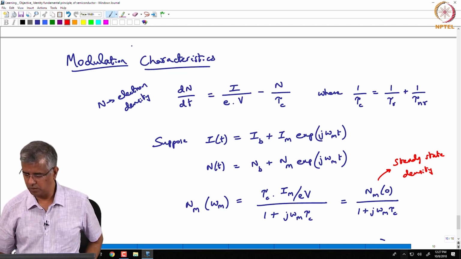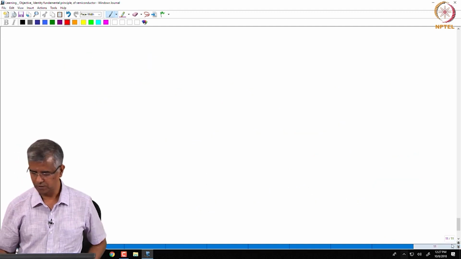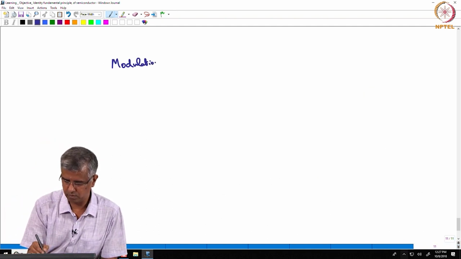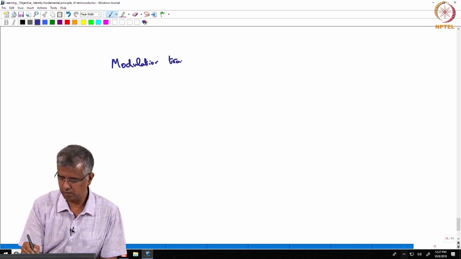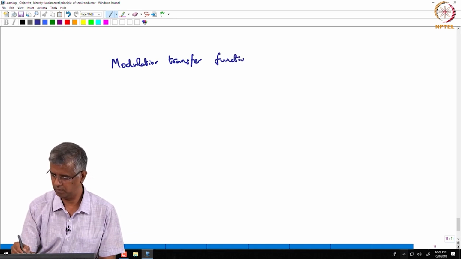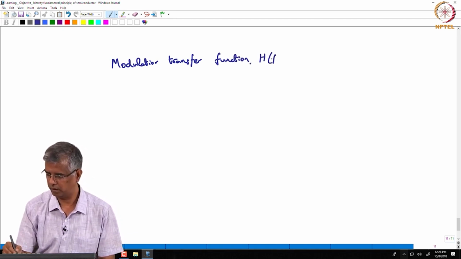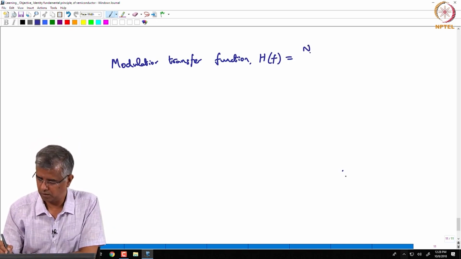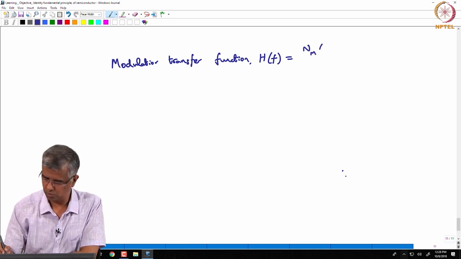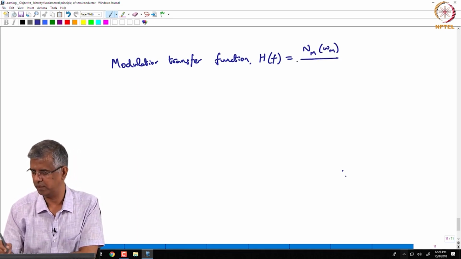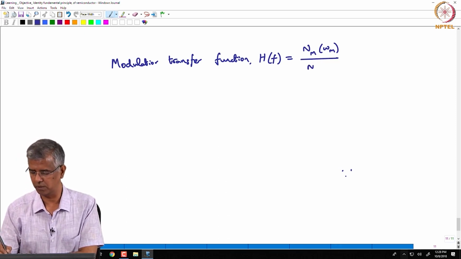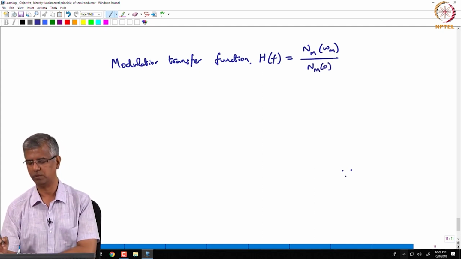So, what I want to know is what is called the modulation transfer function. I can say that the modulation transfer function h of f is going to be given by Nm of omega m, that is the modulation number density as a function of the modulation frequency, over Nm of 0, which is the steady state.